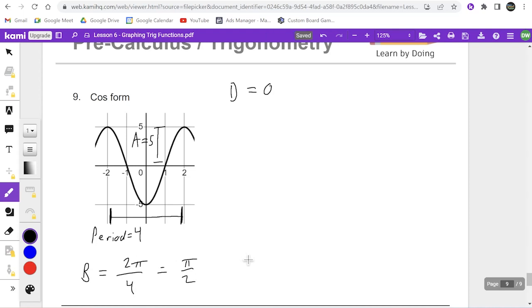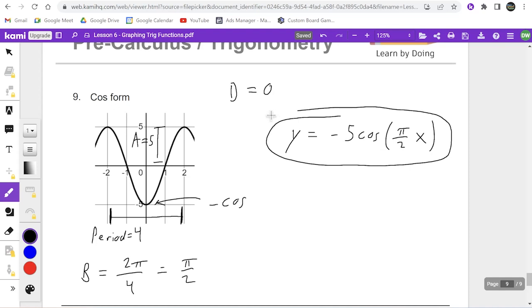Now for this one, we've got everything except C, the horizontal shift. I want you to realize there is no real horizontal shift, but I want you to realize we do start at the bottom. And starting at the bottom means we're doing negative cosine here this time. So putting it all together, y equals negative 5 cosine, because A was 5, times B, which is pi over 2, times x, ignoring the extra parentheses because C is just 0. And then I don't need to write plus 0 at the end because D is 0. It looks like this is it for number 9.